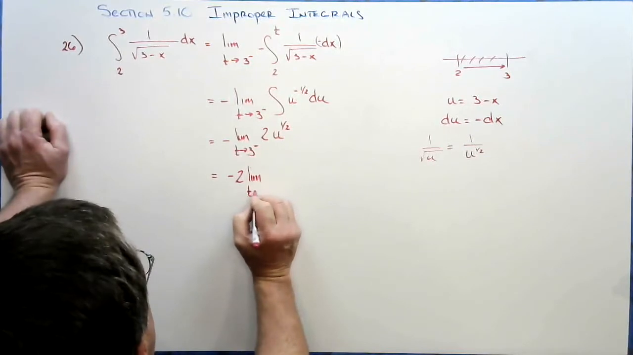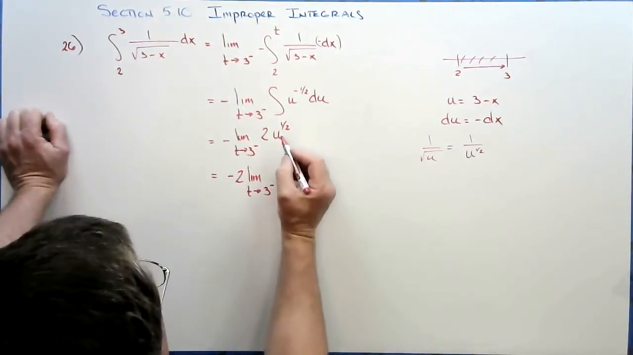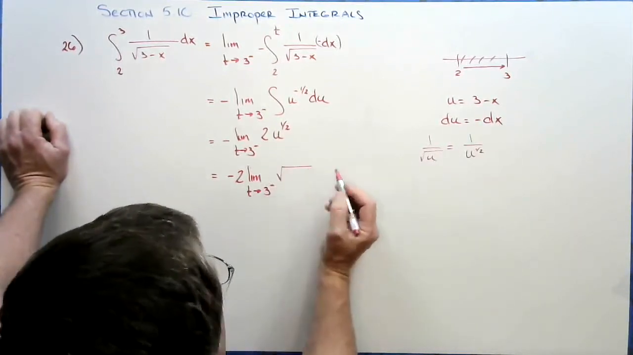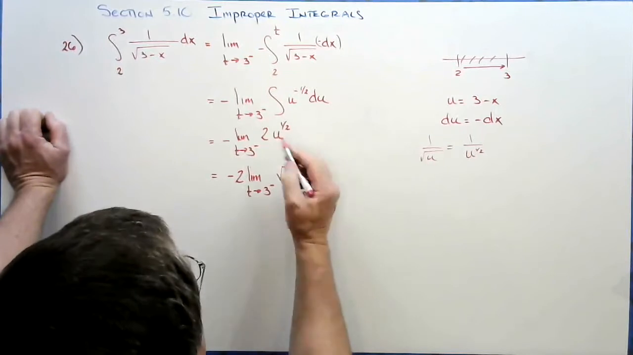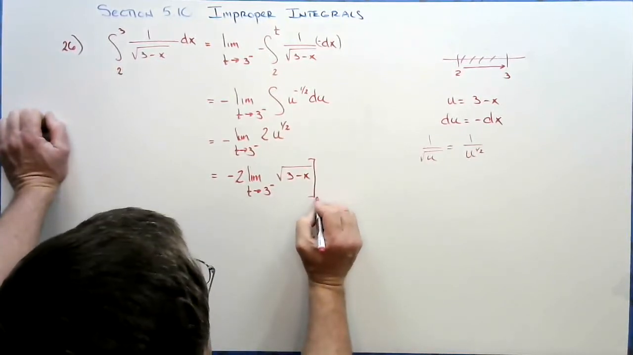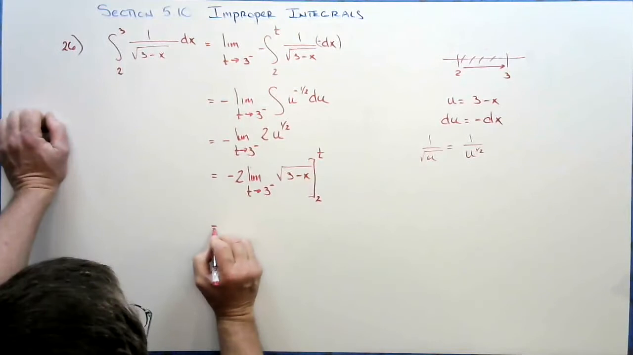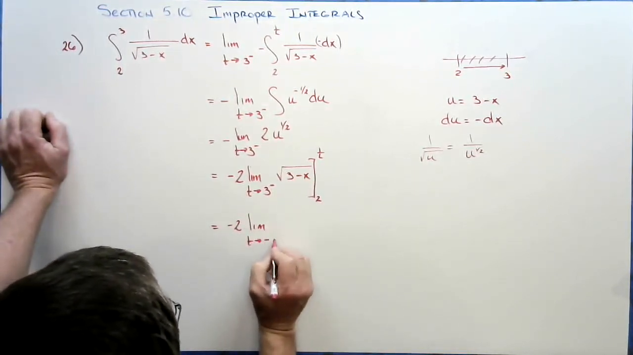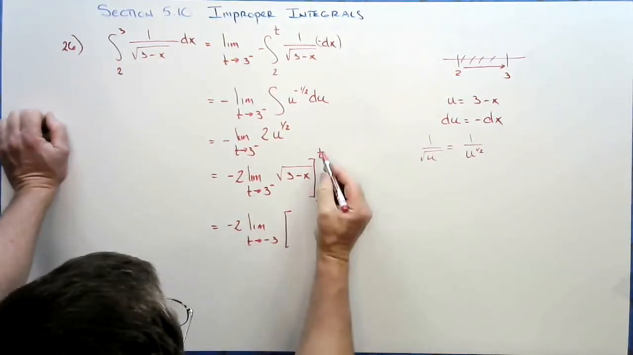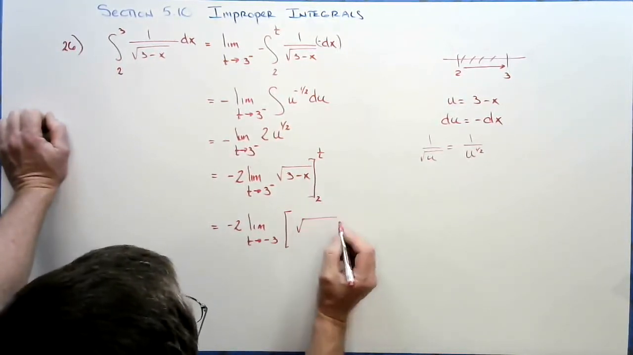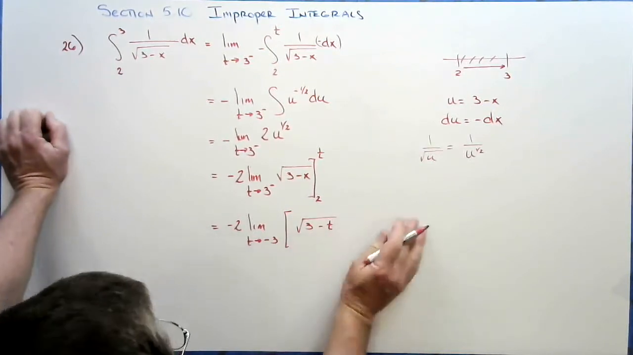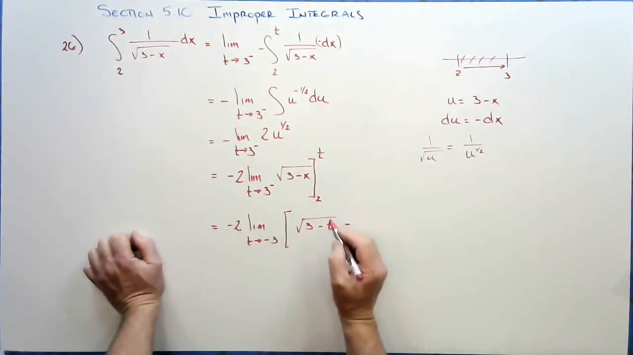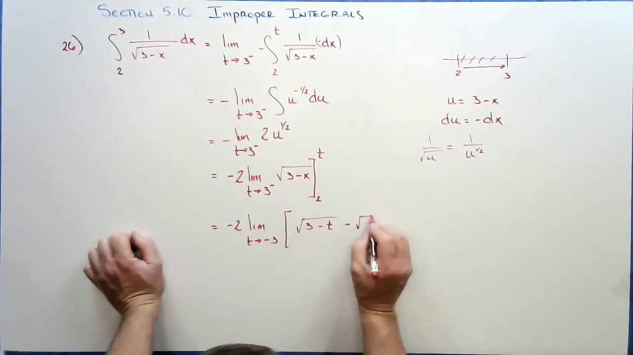We have the limit as t approaches 3 from below, and we have u to the 1/2. So we have here the square root of 3 minus x, because that's u. And we're going to evaluate that between 2 and t. Now, there's our negative 2. Here's our limit as t approaches 3. When we put a t in here, we get the square root of 3 minus t. Over here, when we put a 2 in here, we got to put our lower bound in. 3 minus 2 is 1. We get the square root of 1.